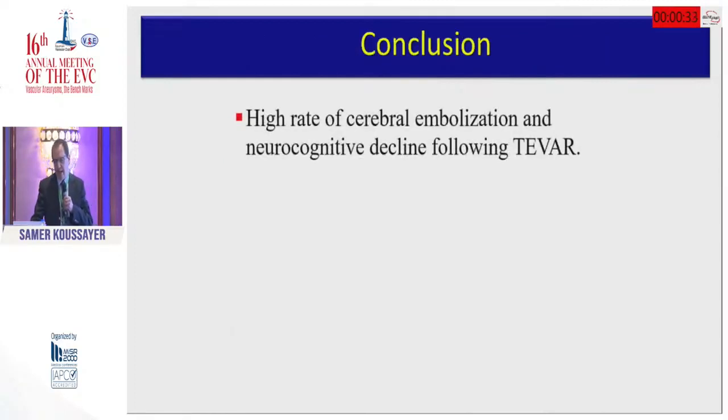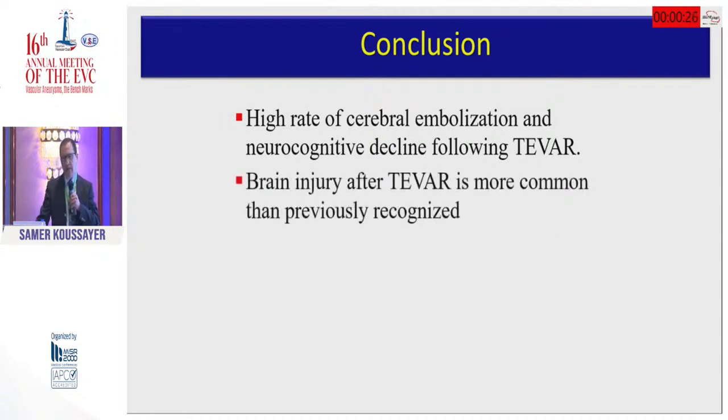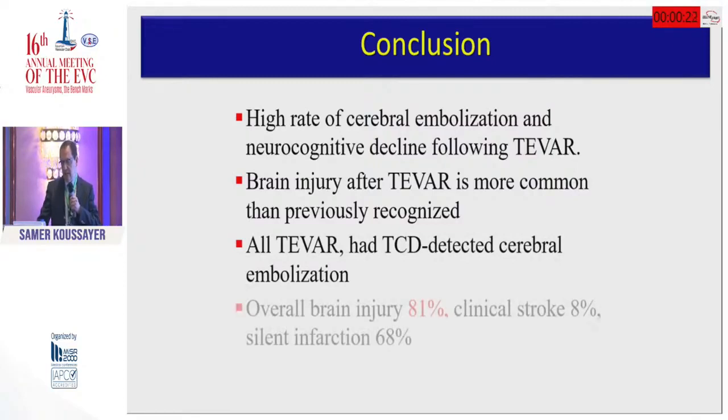So in conclusion, a high rate of cerebral embolization and neurocognitive decline happens after TEVAR. Brain injury after TEVAR is more common than we thought. All TEVAR patients had TCD-detected cerebral embolizations, and overall brain injury was 81%. But luckily, clinical stroke was only 8%, and silent infarction about 68%.